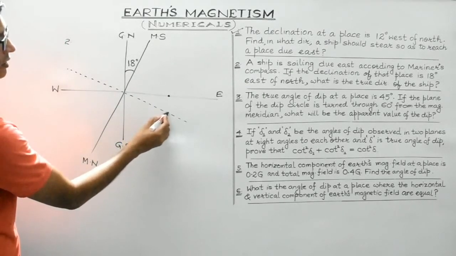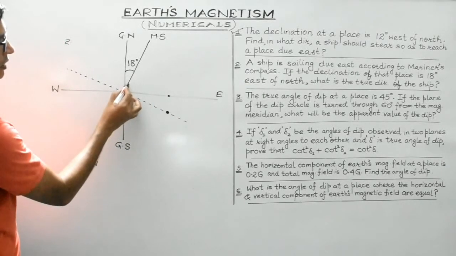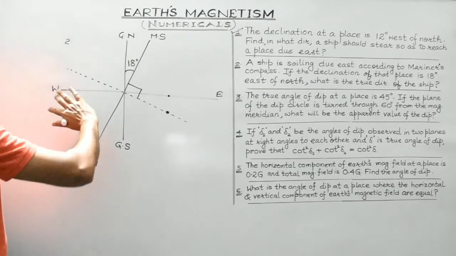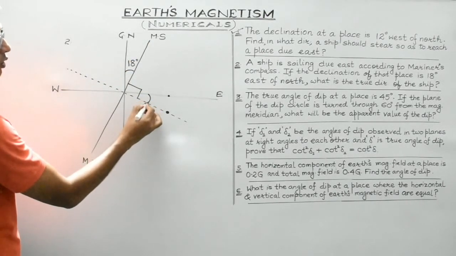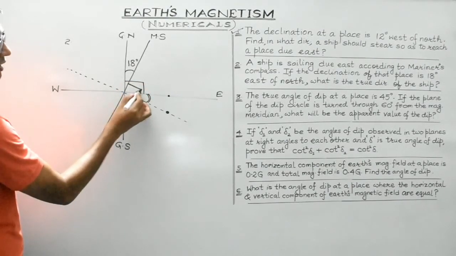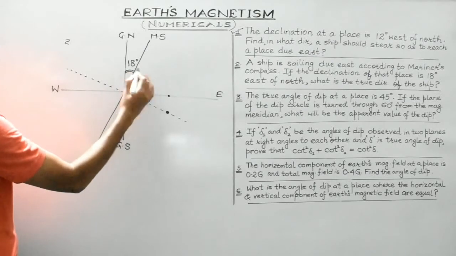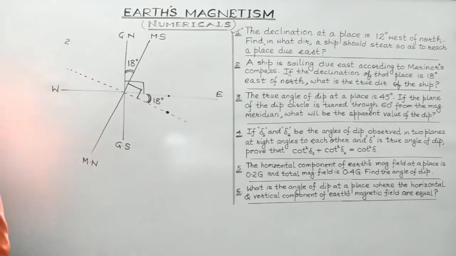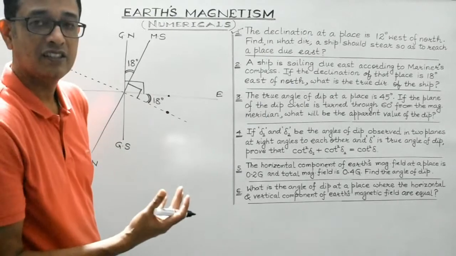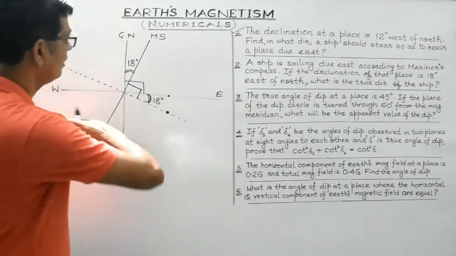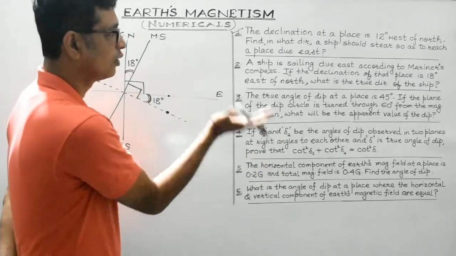Okay, this is the direction. It is at an angle of 90 degree. This is magnetic south, magnetic north. So this angle is 90 degree, this is also 90 degree. So this angle must be equal to this angle, which is equal to 18 degree. So actually, at that place, the magnetic declination is given to be 18 degree east of north.